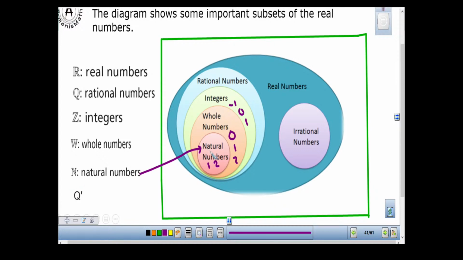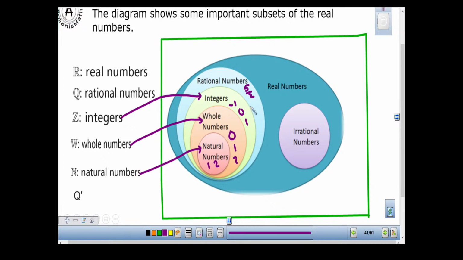That's the natural numbers. Whole numbers use a W, the double-struck W, okay? And the integers are the Z's, integers. Rational numbers are bigger, which means you could also include the decimals, right? Like the one that we had in the warm-up, 5 divided by 2, or 2.5.